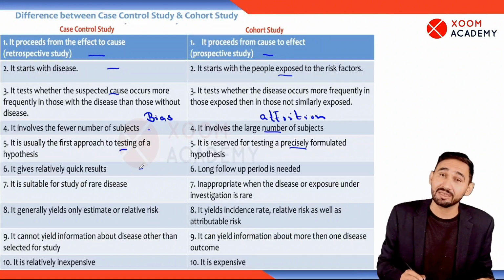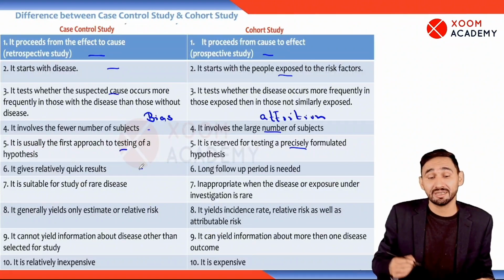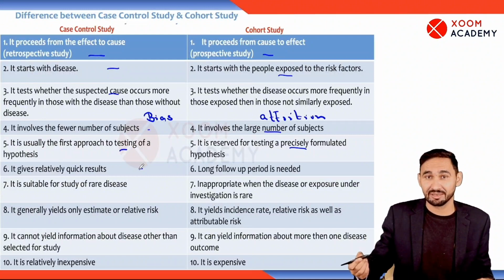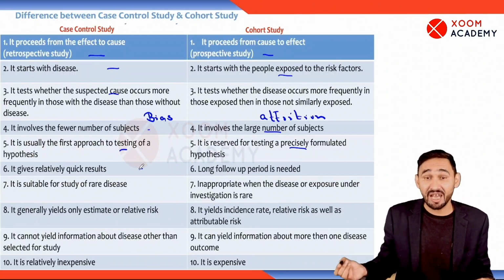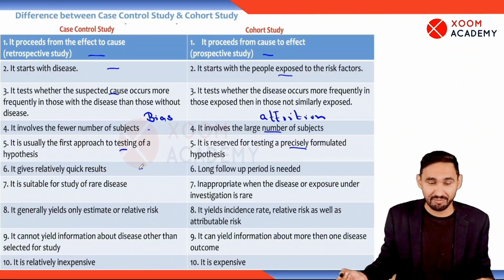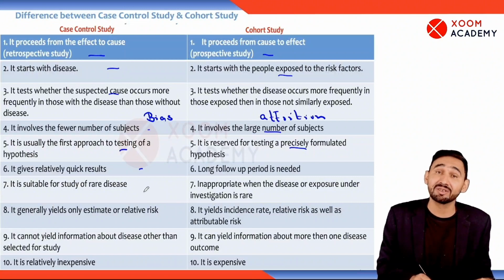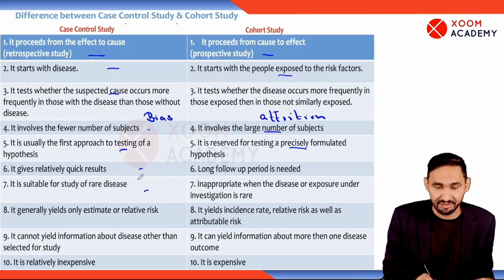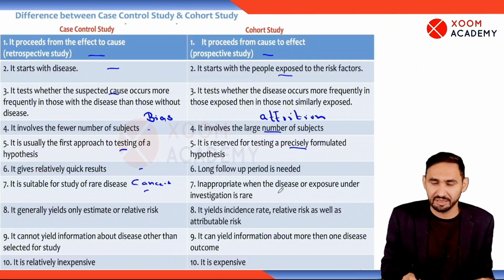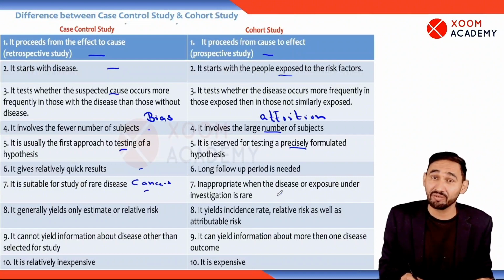As you know, case control study generates quick results because it's a retrospective study. We need to move into the past. We have cases, but for a cohort study, follow up and a time period are required. It takes a longer period of time. And case control study is suitable for rare diseases like cancers. But cohort study is inappropriate for rare diseases.